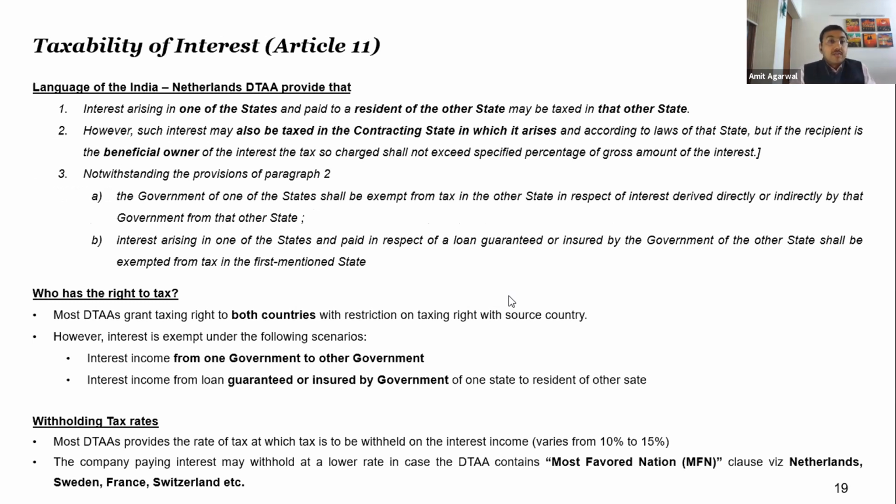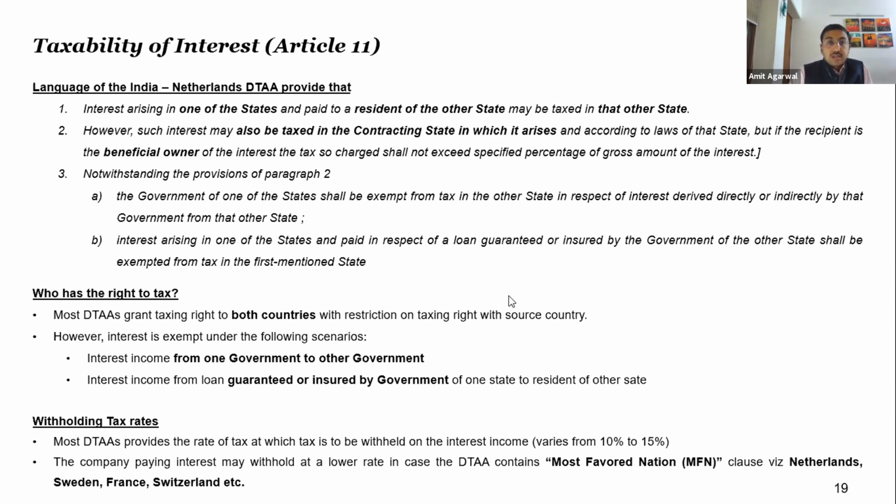Now again, we have to see the language, and typically for ease of reference, I have always taken the reference from the India-Netherlands Treaty. But this clause in most of the treaties is generally common or almost similar. So if you see the first test for this clause as well, the person receiving the interest should be a resident of that other state, and that needs to be demonstrated, similar to the dividend case.